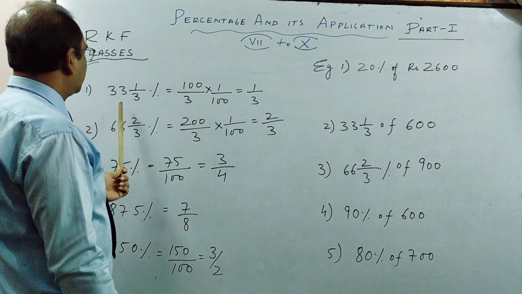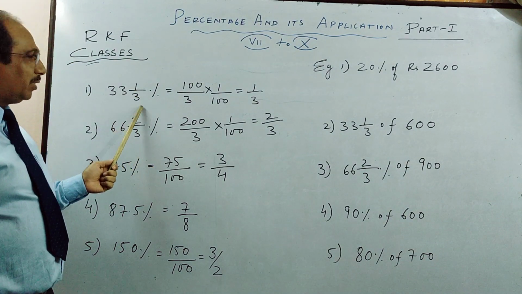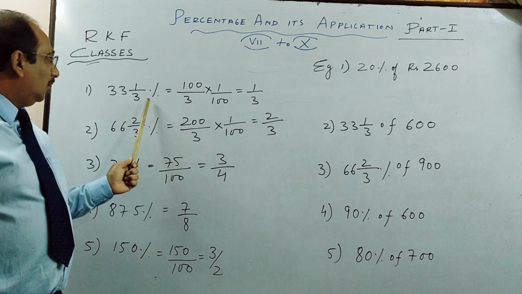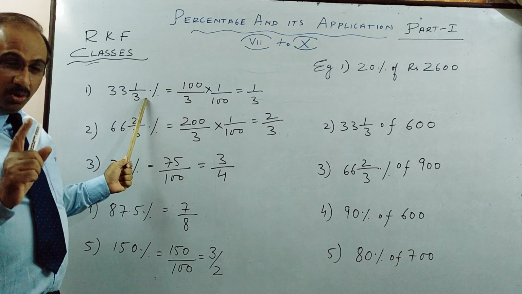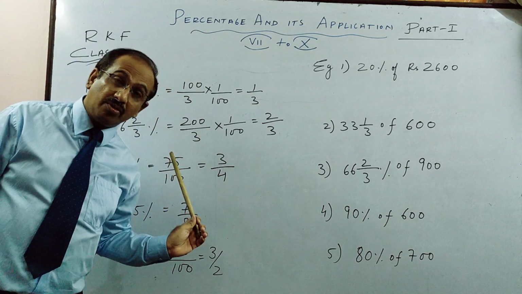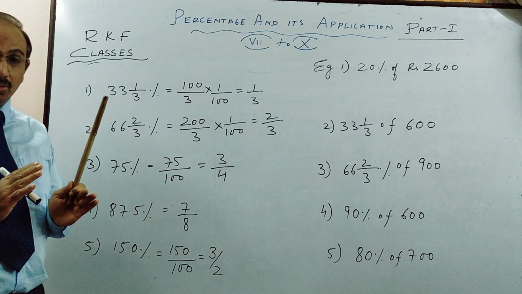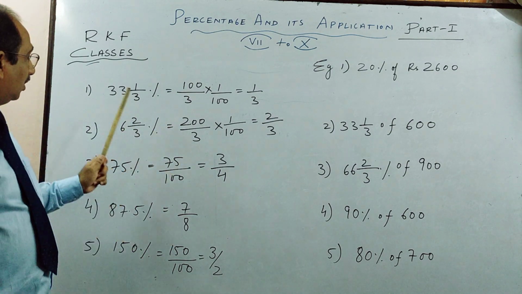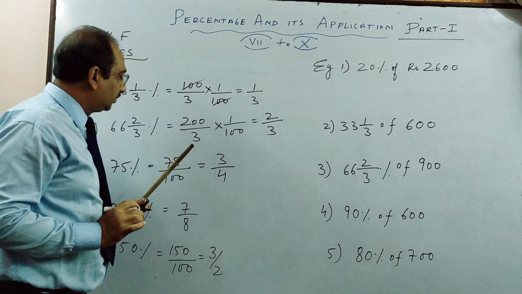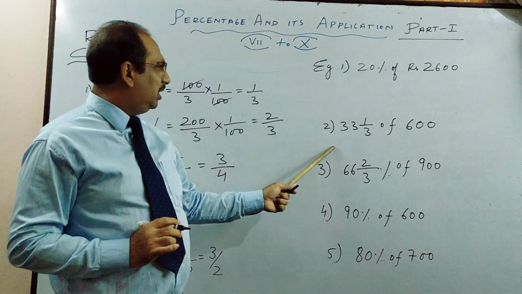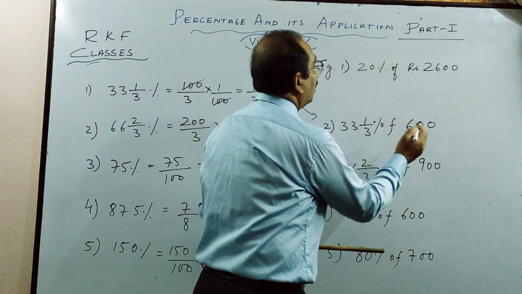So here we go to little harder looking percentages. See how 33 1/3 percent is actually 1/3. As I told you, see my very first formula written on the whiteboard. Please copy it down and practice, those who want to prepare nicely for any exam. 33 1/3, so the 100s will cancel. It's 1/3, so 1/3 of anything. See the example here, children: 33 1/3 percent of 600.